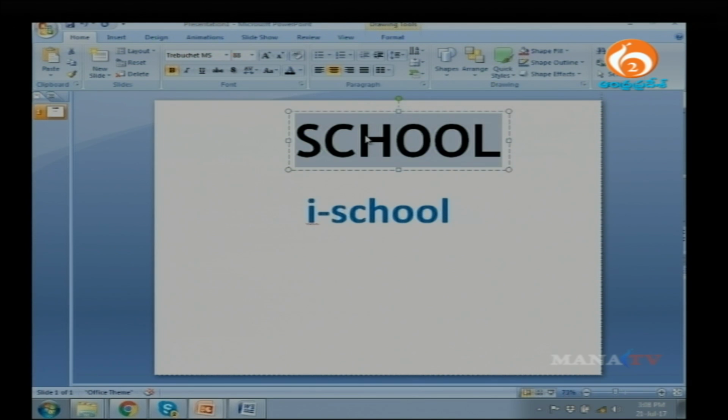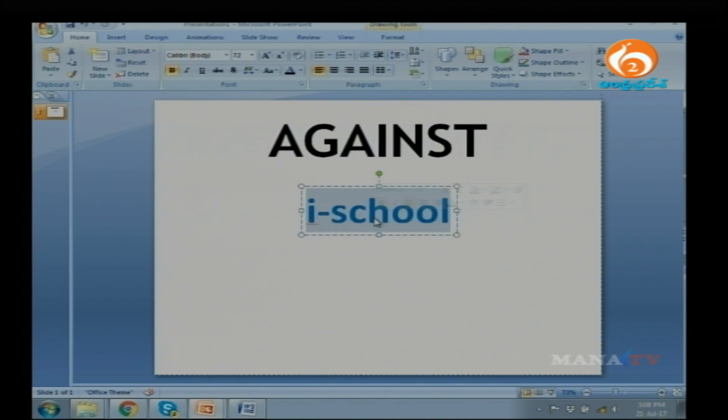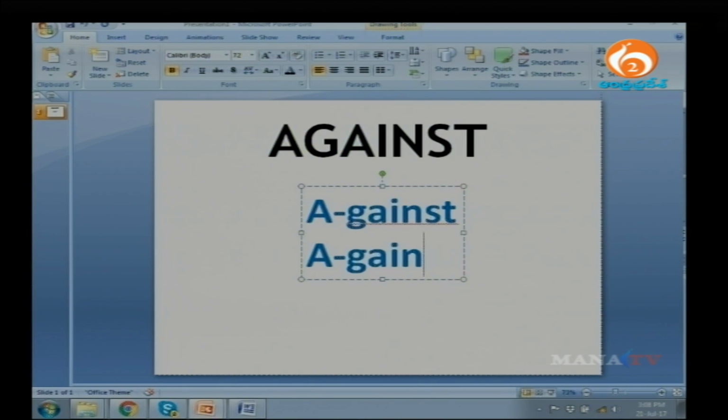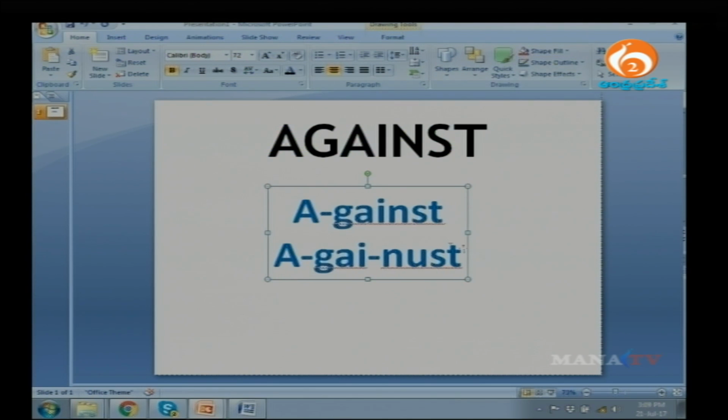If I have a word here which is against, the actual pronunciation is a-gainst. But people make a mistake and they make it sound like a-ge-inst. Instead of saying against, they say a-ge-inst, which means they are adding another syllable here.